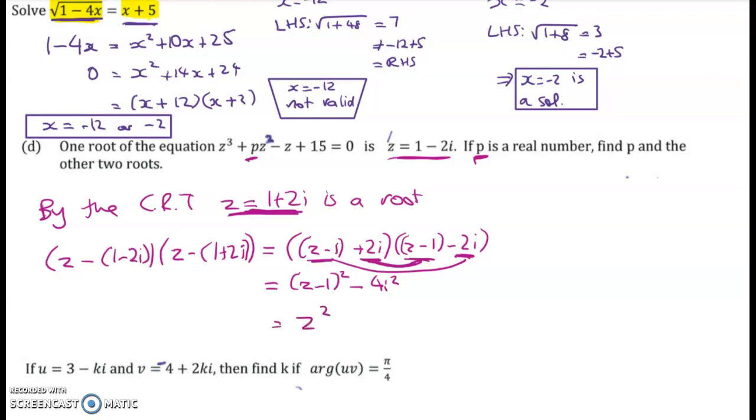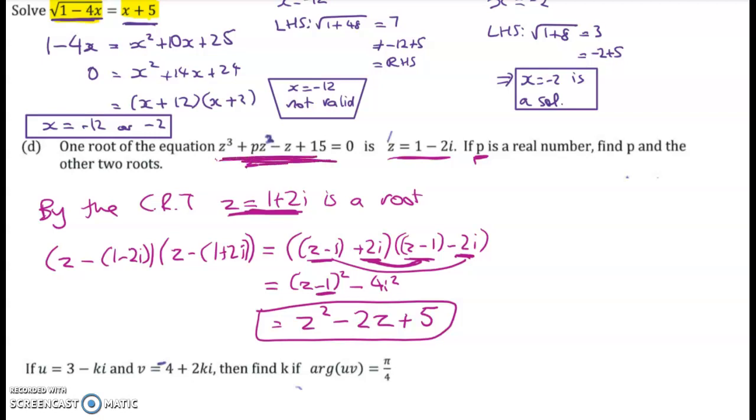Expanding that gives me z squared minus 2z plus 1 plus 4. So the plus 1 coming from in here, so we get z squared minus 2z plus 5. Okay, so that's the first bit. So that's my quadratic factor found. And now what I have to do is to figure out what's p and what is my third root.